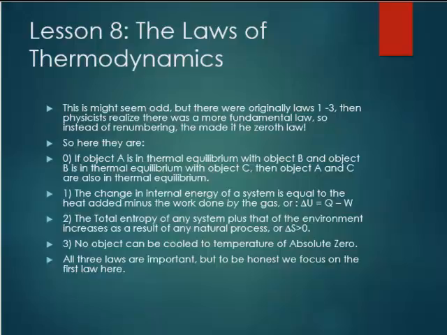It says if object A is in thermal equilibrium with object B, and object B is in thermal equilibrium with object C, then object A and C are also in thermal equilibrium. Kind of makes sense and is common sense, but they had to really state this and get the point out there. An important thing to realize is what thermal equilibrium means here. It means two things. One, the temperatures of the two objects are the same, and thus, as we've seen through all the other examples in Lesson 7, there is no transfer of energy or heat exchange. So that's very important there.